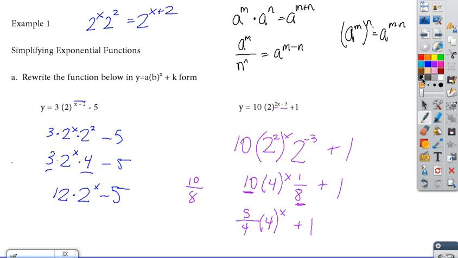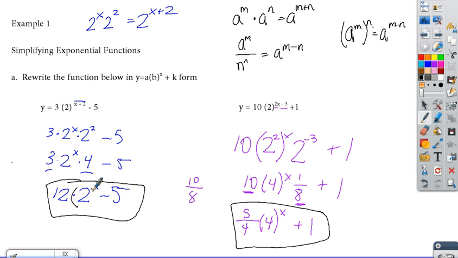Now look, these are your final answers. There's a lot of times people try to simplify these further. They think for some reason they can multiply the 12 times 2, but they cannot because the 2 has the x power. They think for some reason the 5/4 and the 4 are going to cancel, but they don't because the 4 has the x power. So you let it be once you get it into this form, a times b to the x, plus k form. So properties of exponents coming back at you.